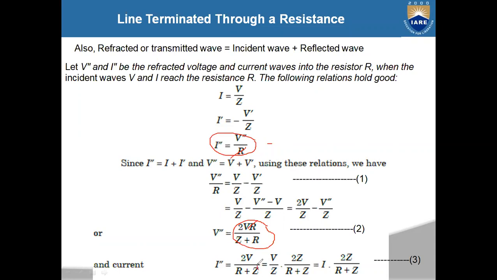Now here you take this Z as common. This same relation, we are multiplying and dividing with Z, so that you will get V by Z into 2Z by R plus Z. V by Z here is nothing but I, the incident current. So now the ratio of the refracted or transmitted current I double dash by the incident current I is called the refracted or transmitted coefficient. That value will be equal to 2Z by R plus Z.